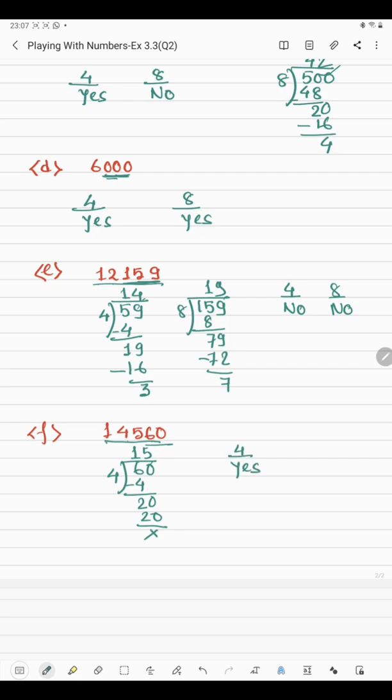Okay. Now to check the divisibility by 8, we need to divide the last 3 digits by 8.